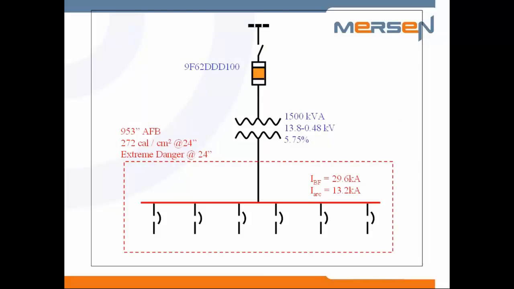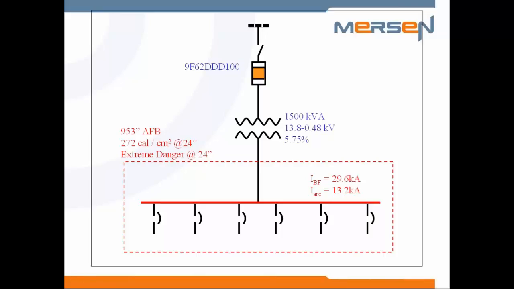The application we'll be discussing today is represented by this one-line diagram. Notice that there's a 1500 kVA transformer that steps the voltage from 13.8 down to 480 volts. Typically, when you see this configuration, the bus shown in red will have an incident energy calculation well over 40 calories per square centimeter, the upper limit identified in NFPA 70E.